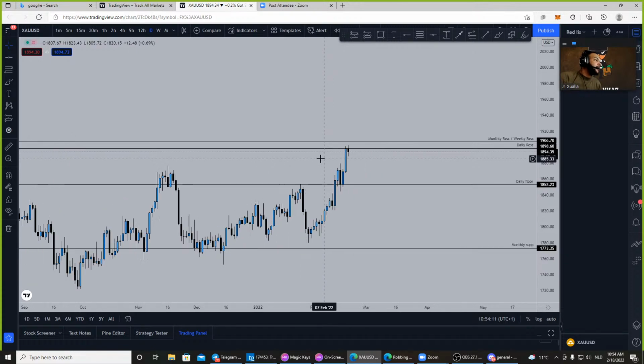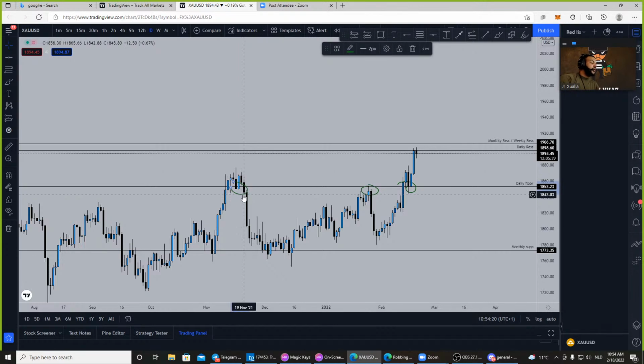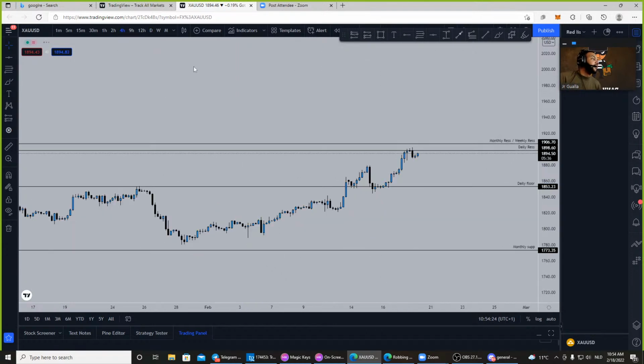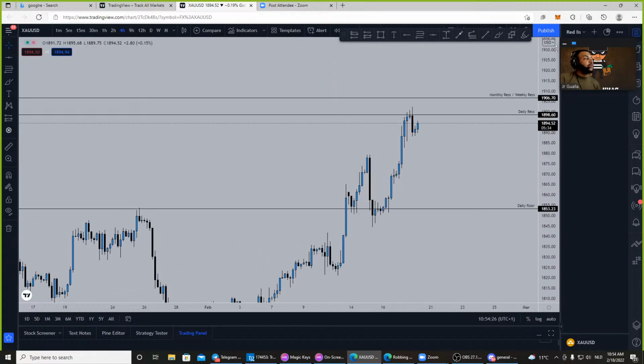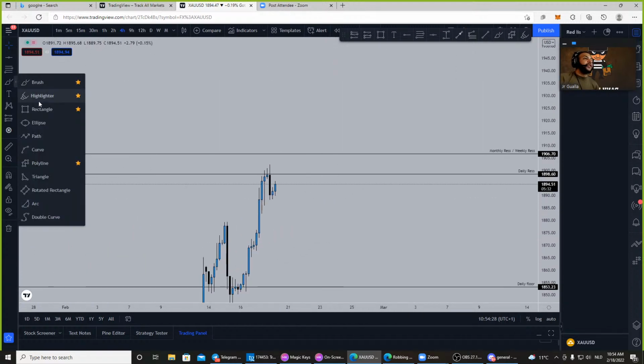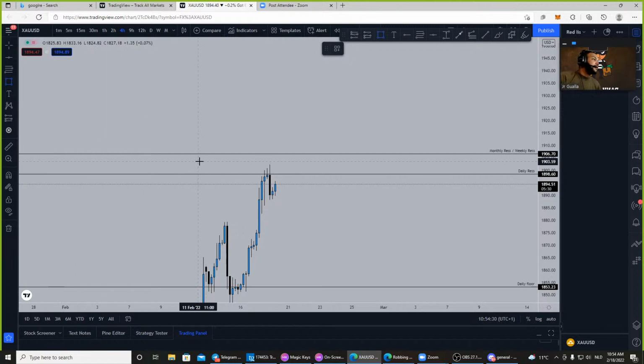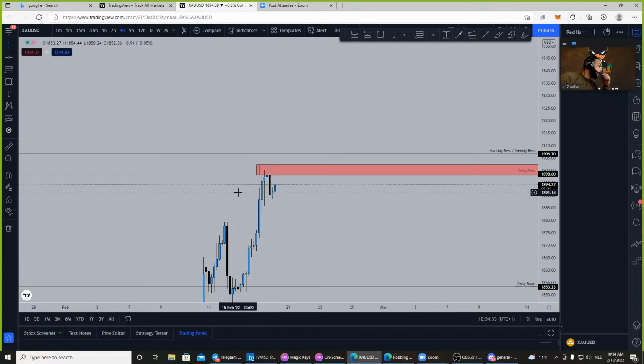I don't think there's anything else. So you see this support that we created here, this previous resistance. I'm not going to go back too much into the levels. I just always mark up the most recent. Why do you mark up the most recent? Why would you go back to 1970 to find out what price was doing then when we're in 2022?